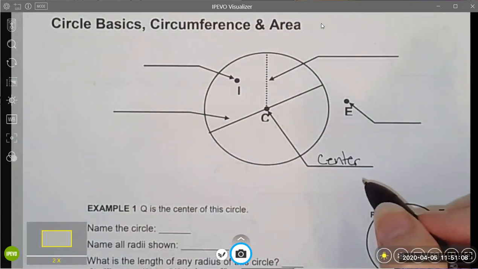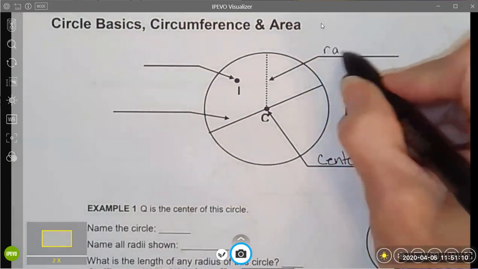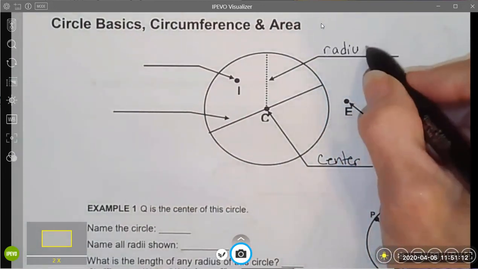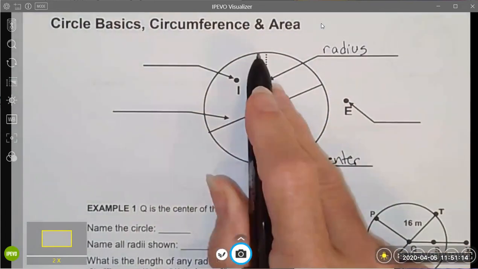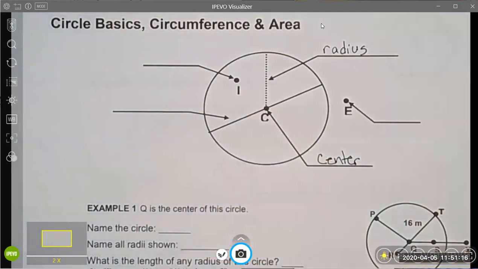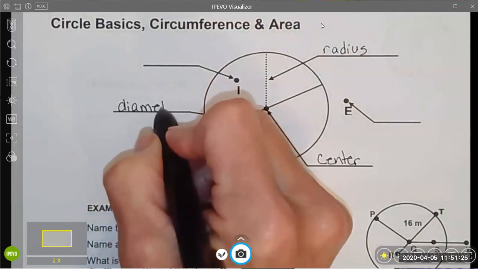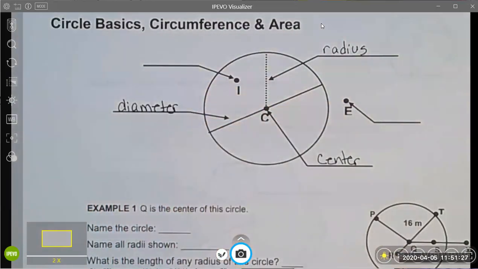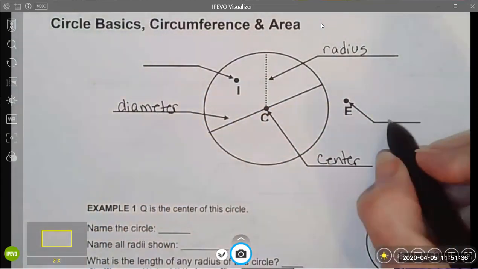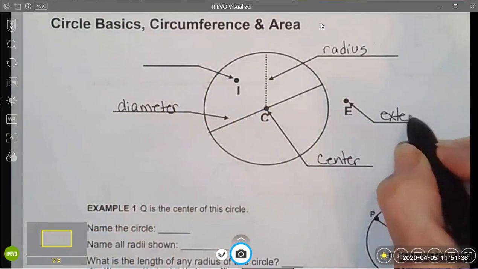We know that all circles have a radius. That is the distance from the circle center to a point on the circle. And if you remember from when you were in elementary school, you learned that all circles have a diameter. The diameter is a chord that goes from one side of the circle to another and has to go through the center.